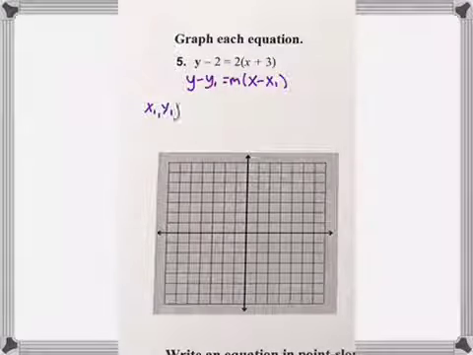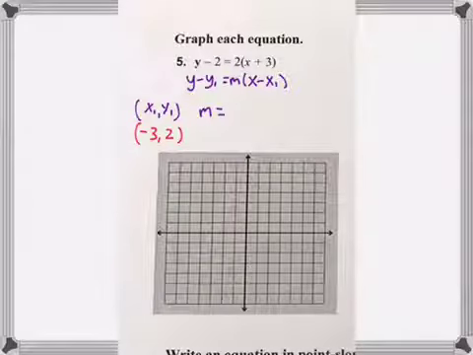So in this case, our x1, y1 point is going to be negative 3, 2, and then our slope is just 2. So if we want to plot it from this information, we're going to start by plotting our point at negative 3, 2, and applying our slope, up 2, right 1, up 2, right 1. And if we want points going the other way, we can kind of backtrack. And so this becomes our line.